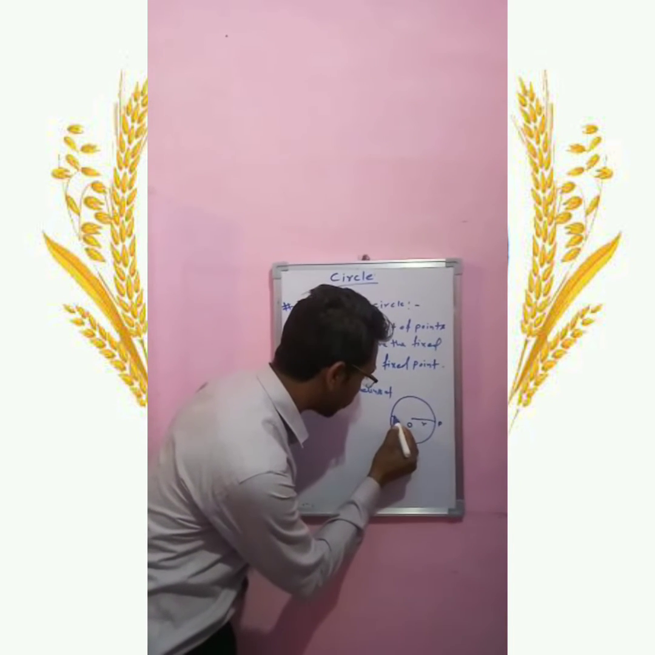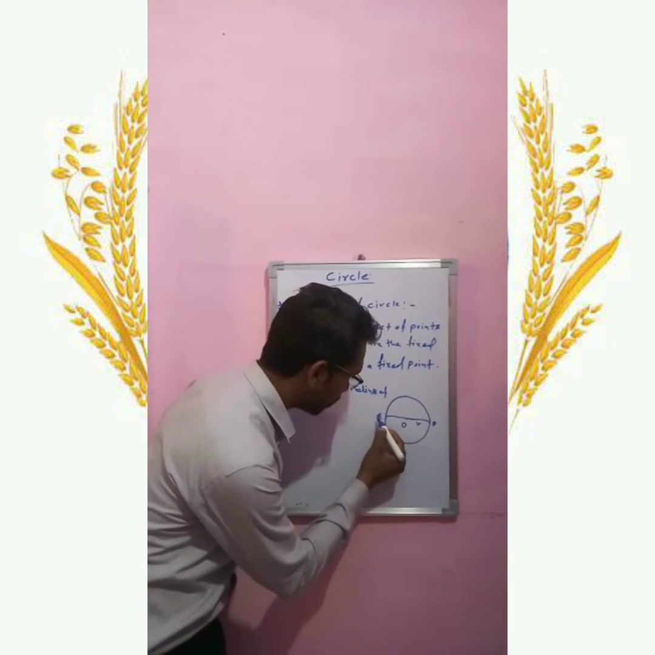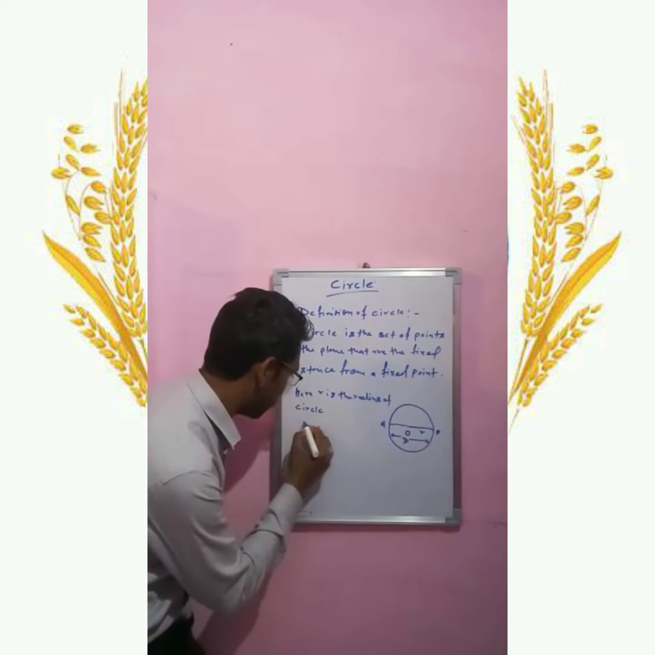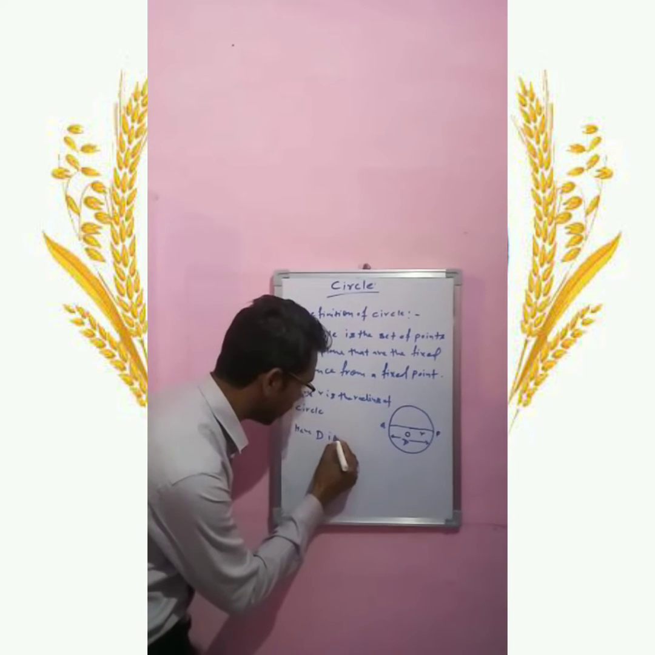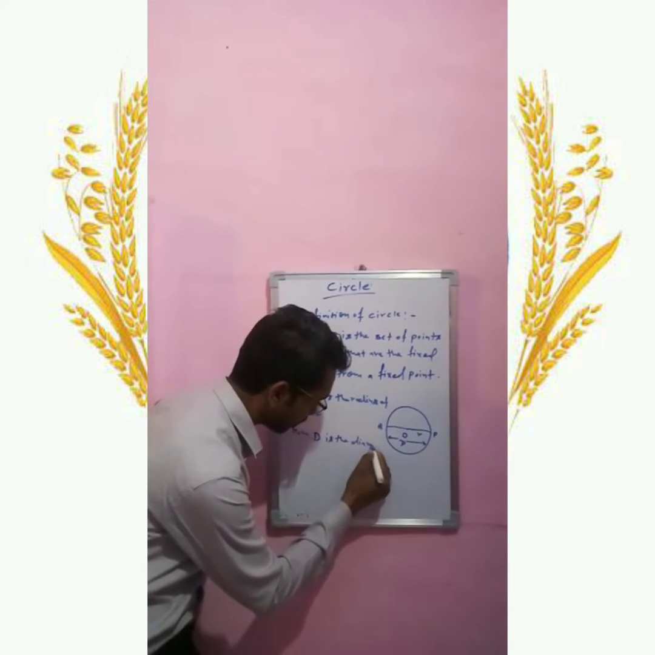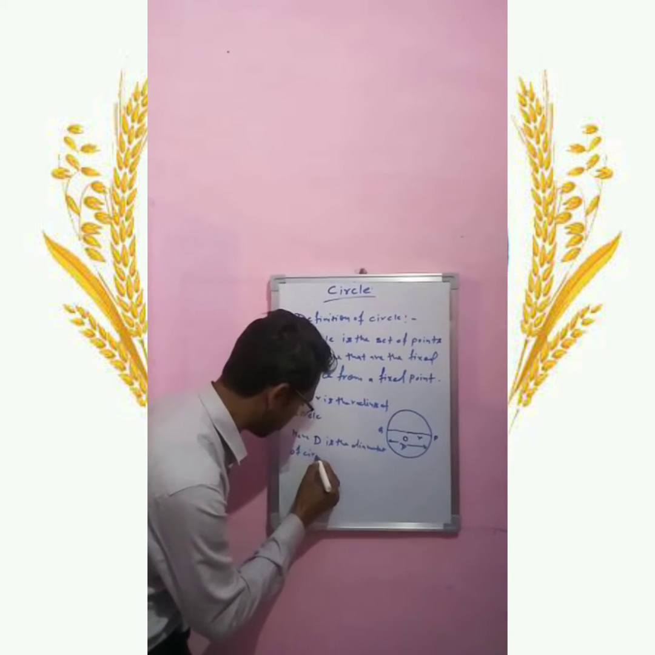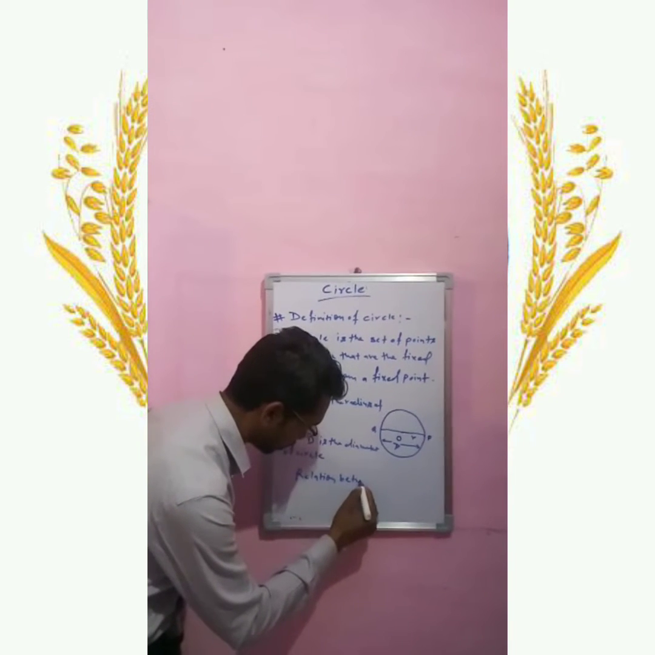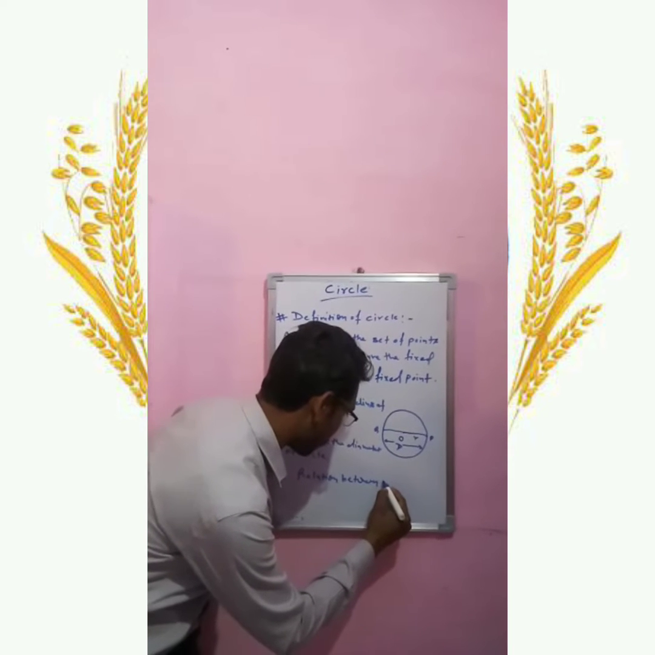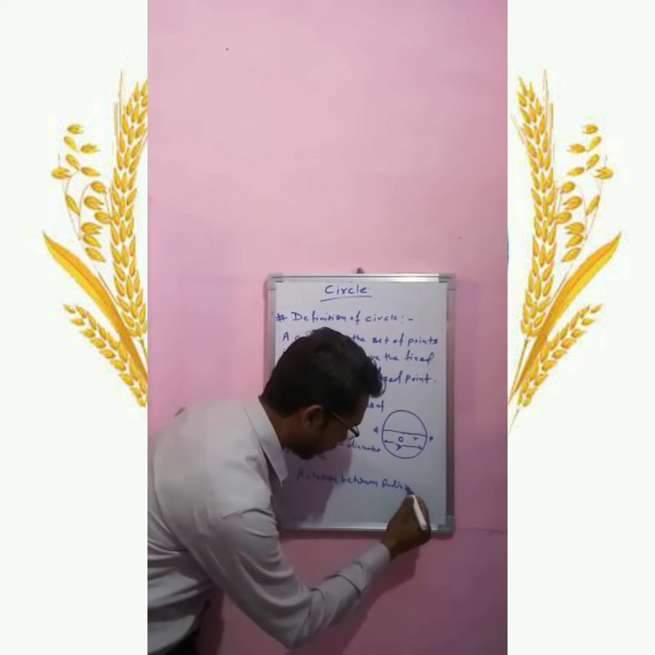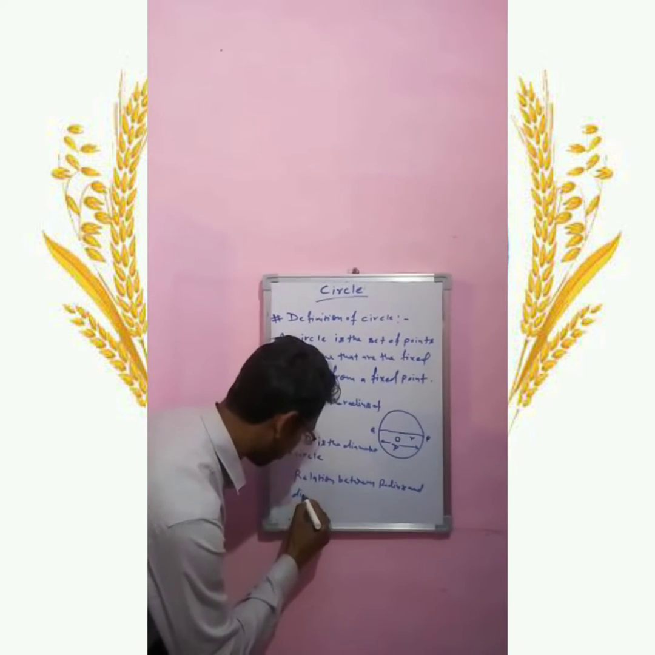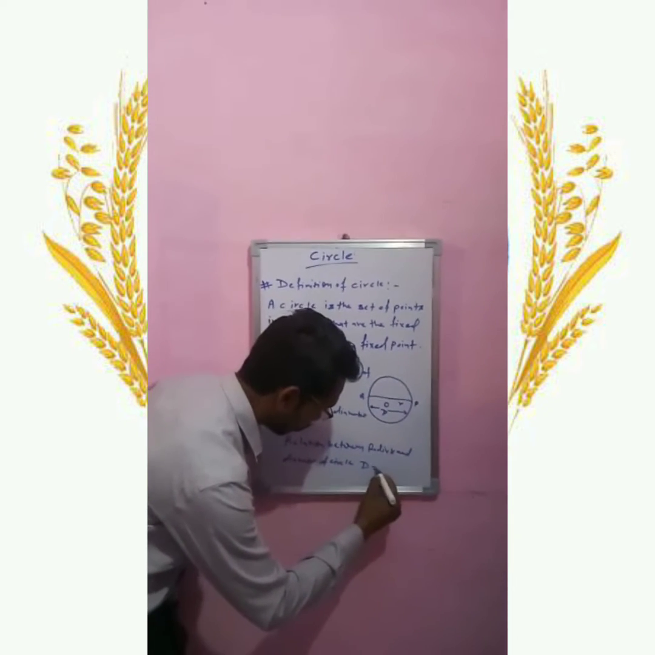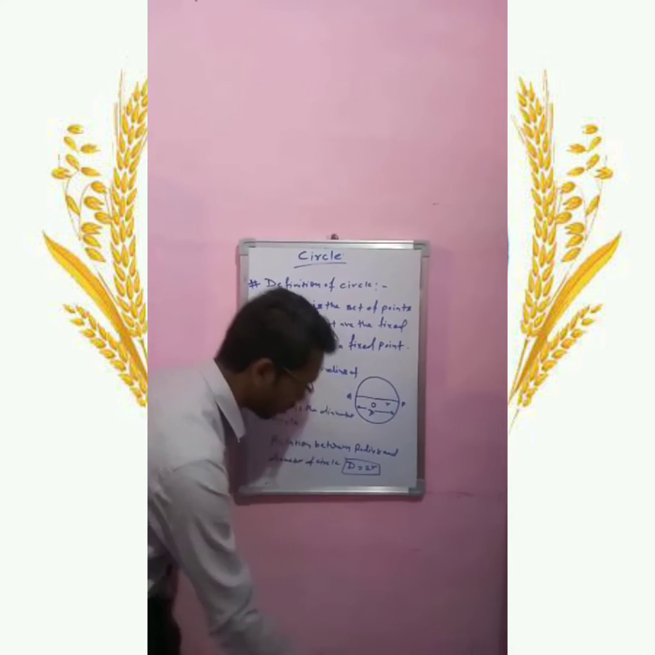and another point Q, the distance between Q and P is D. Here, D is the diameter of the circle, and the relation between radius and diameter of a circle is D equal to twice of r, 2r.